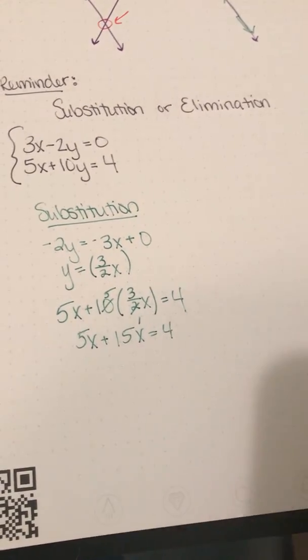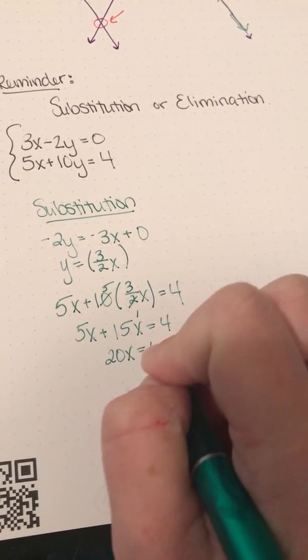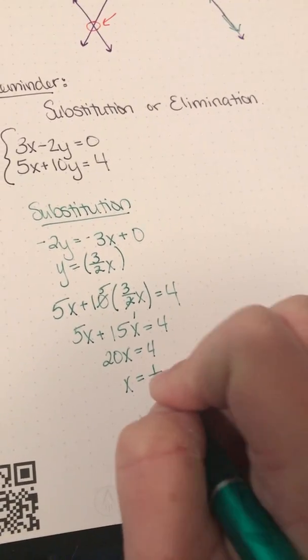15x is equal to 4. We have common terms on the left. I'm going to combine them. So we get 20x is equal to 4. So x is equal to 1/5.